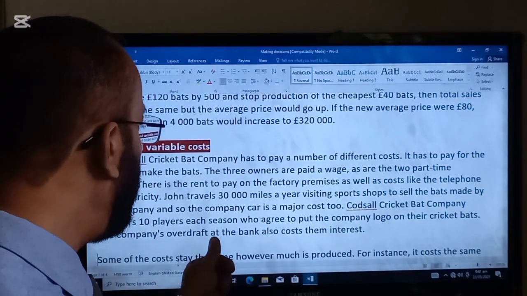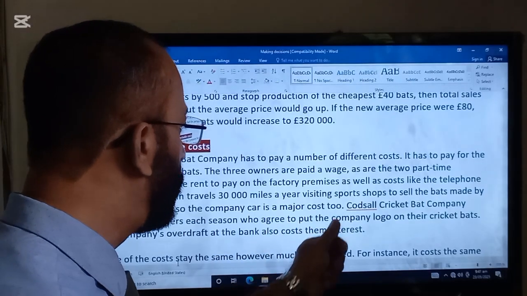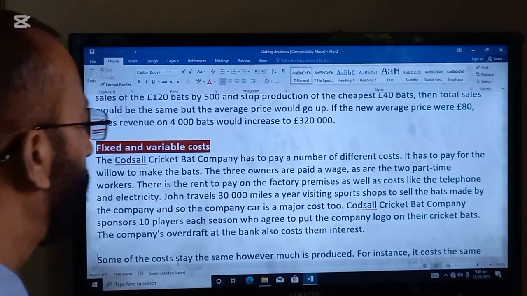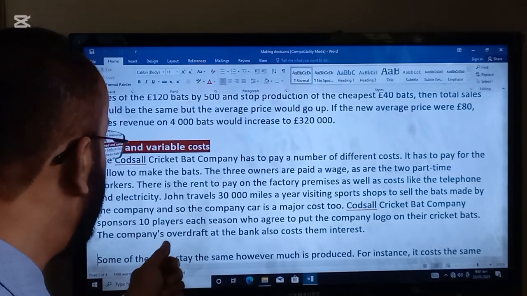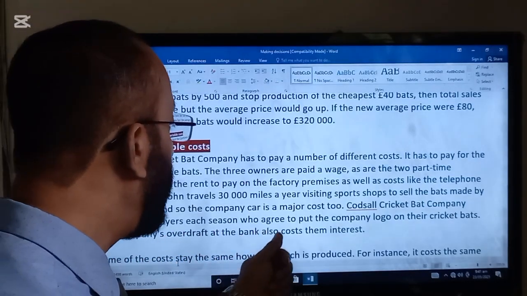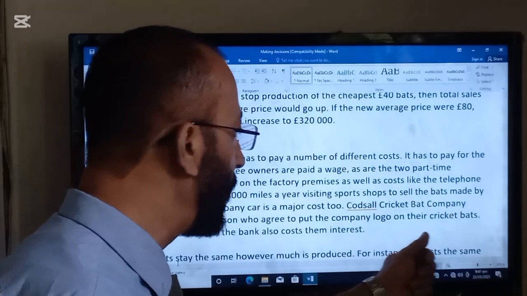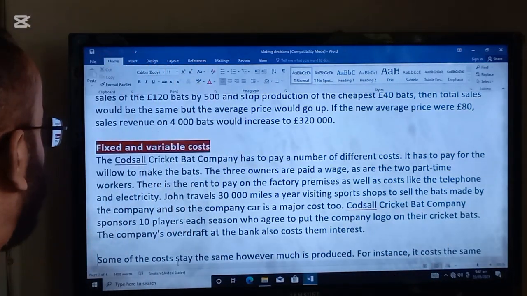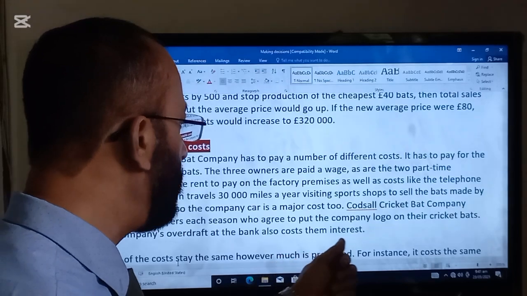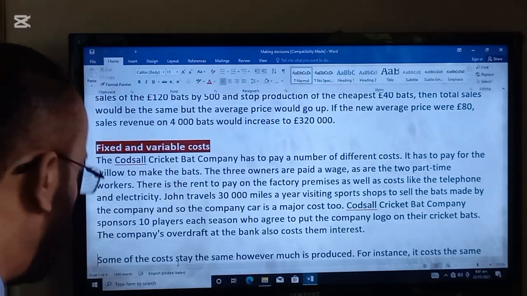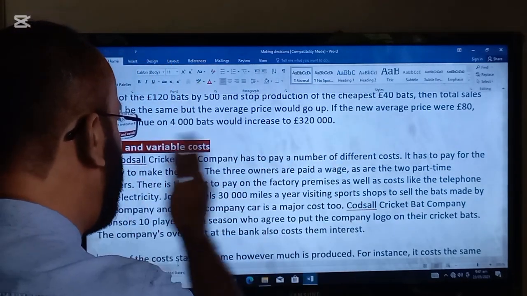And so the company car is a major cost too. Cotsell Cricket Bat Company sponsors 10 players each season who agree to put the company logo on their cricket bats. The company's overdraft at the bank also costs them interest. So these are some kinds of the fixed and variable cost.